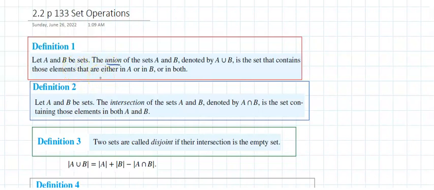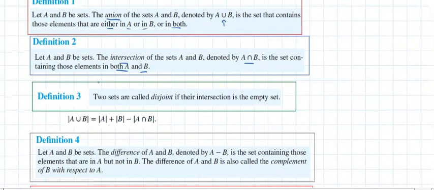of the sets A and B denoted by A union B is the set that contains those elements that are either in A, B, or in both. Intersection of two sets A and B is the set containing the elements in both A and B. So they must be present in A and they must be present in B. Two sets are called disjoint if their intersection is empty. That means there's nothing common between them.